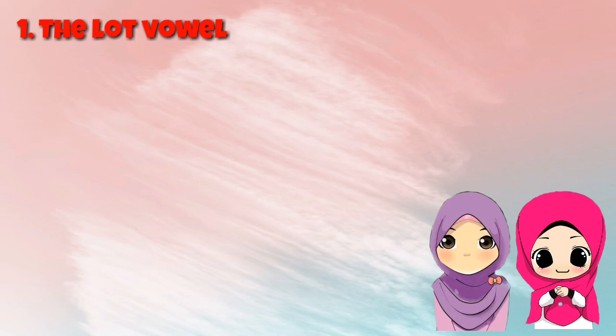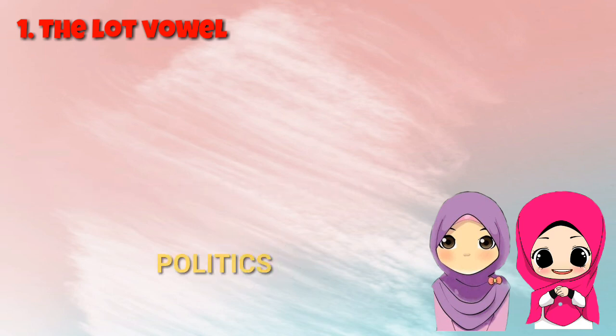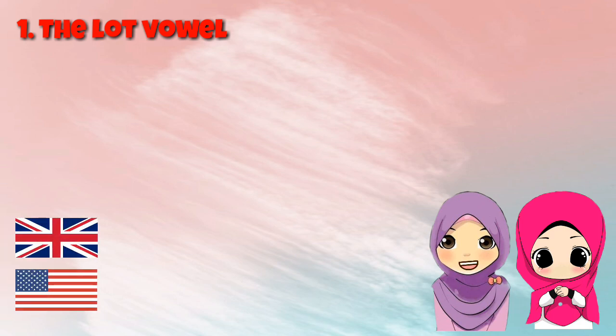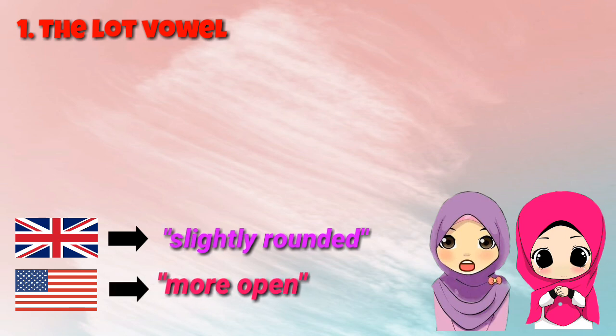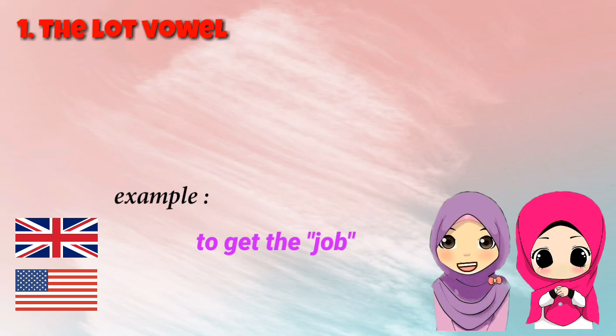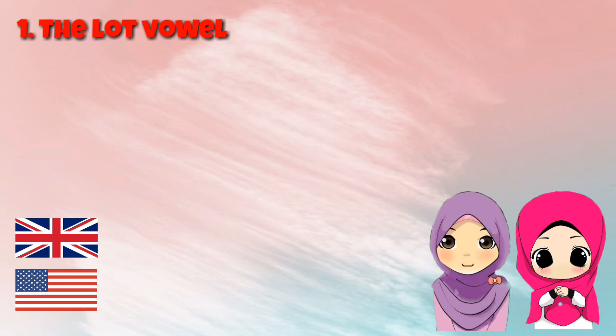The other important things. The first is the lot vowel. The lot vowel is the vowel in words like job, politics, not. When a British speaker says this vowel, their lips might be slightly rounded. But Americans use a different vowel sound and their lips will be more open. For example, to get the job and finally get the job done. From this example, the difference is very clear.